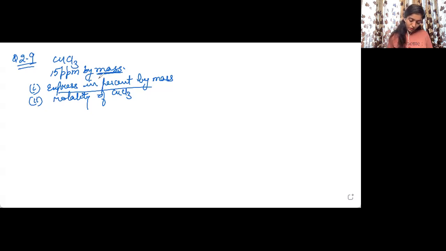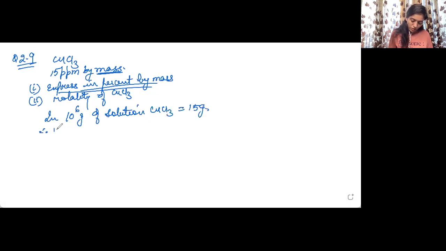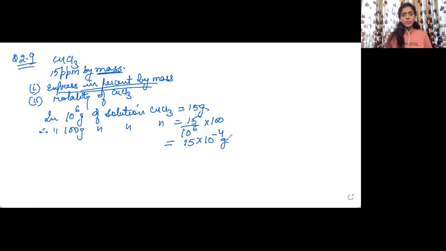So we need to find out percent by mass. Now, what is percent by mass? Percent by mass means out of 100 gram, what is the amount of chloroform? So in 10 raised to the power 6 gram of solution, chloroform is equal to 15 gram. Therefore, in 100 gram of solution, chloroform is equal to 15 upon 10 raised to the power 6, into 100. It is equal to 15 into 10 raised to the power minus 4 gram. This will be the answer.